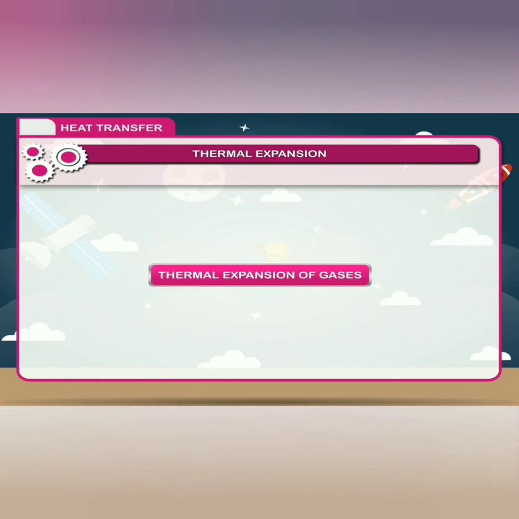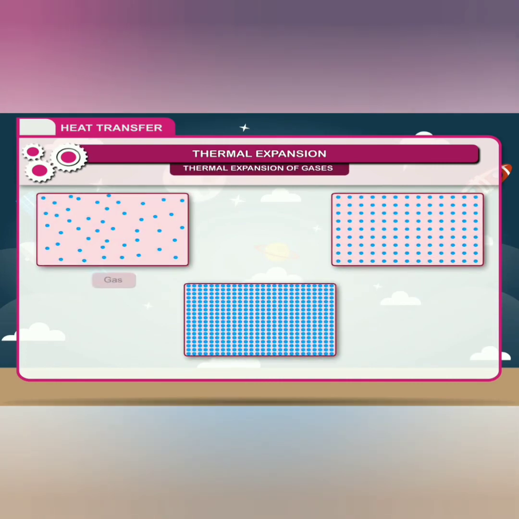Now, thermal expansion of gases. Expansion in gases is greater than in solids or liquids. You can see in the figure the intermolecular spaces are greater in gas. On heating a gas, the molecules move far away from one another. Thus, the gas tends to increase its volume.